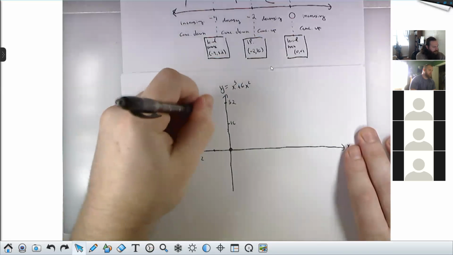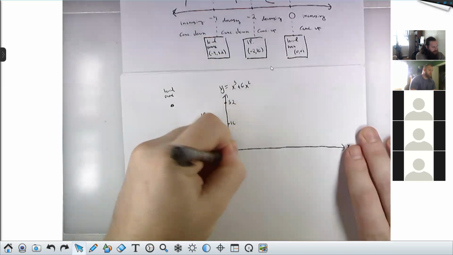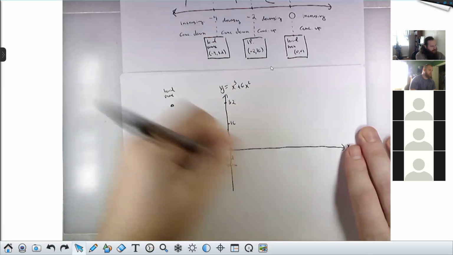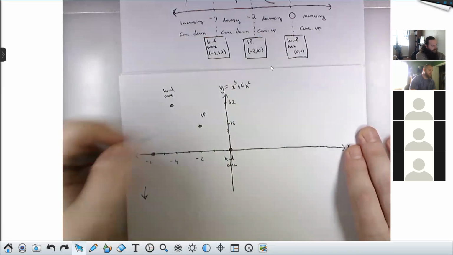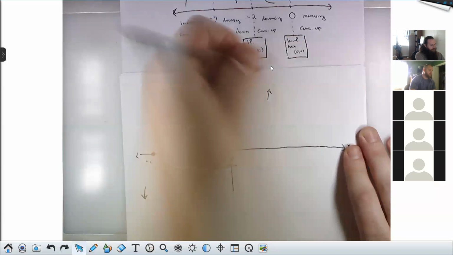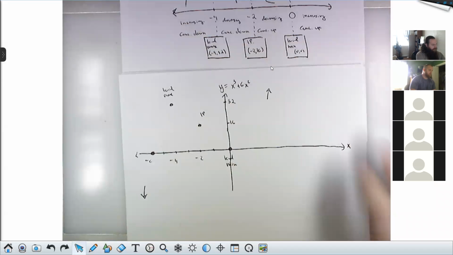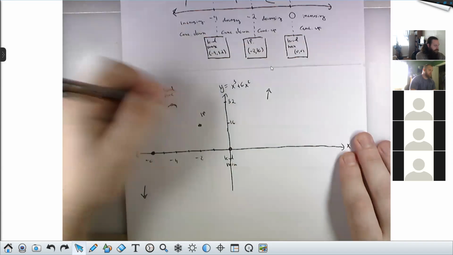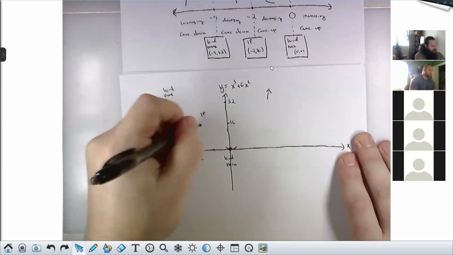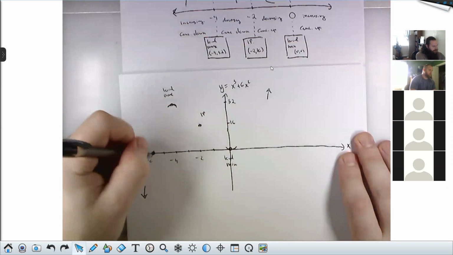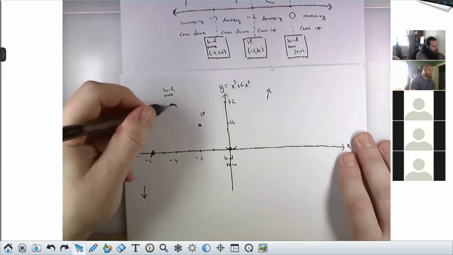All right. I know that this should be a local max. I know that this should be an inflection point. I know that this should be a local min. I know that my end behavior should go down on the left and up on the right. This is a local max, so it should look kind of like this. This is a local min, so it should look kind of like this. This is an IP. This is an x-intercept. So let's do it. Here we go.